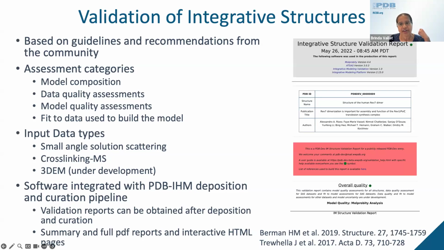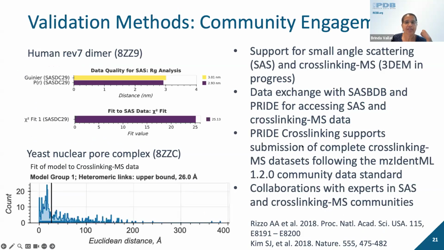The validation software has been integrated with the deposition and curation pipeline so that preliminary validation reports can be obtained after deposition, and the depositors can use this information for the manuscript review process. Summary and full validation reports, PDF reports, are available. And we also have a mechanism to generate interactive online validation reports in HTML format. And these are available on the PDB-IHM website for all release structures.